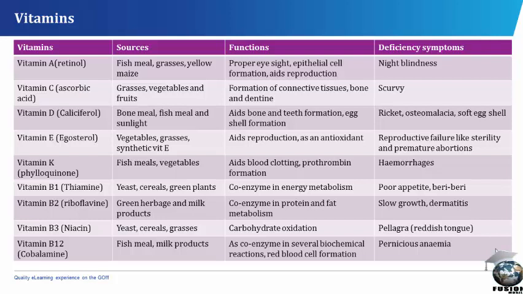Vitamin B3, niacin. Sources: yeast, cereals, and grasses. Functions: carbohydrate oxidation. Deficiency symptom: pellagra, that is reddish tongue.